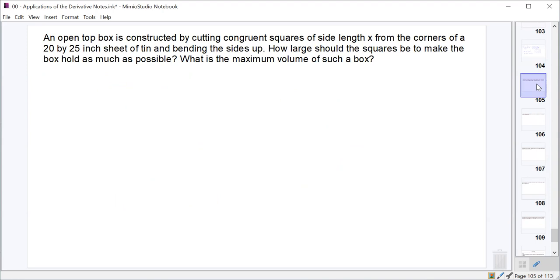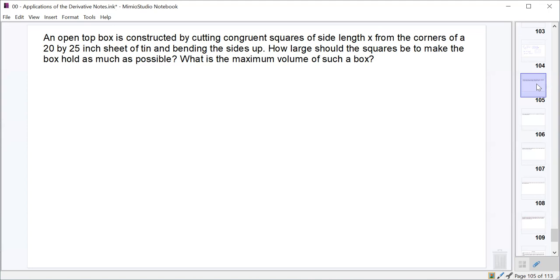In this problem, we're looking at an open top box that's being constructed by cutting congruent squares with a side length of x from the corners of a 20 by 25 inch sheet of tin. And then we're going to bend the sides up to make the box. We want to know how large the square should be in order to make the box hold as much as possible. And we want to know what is the maximum volume of this box.